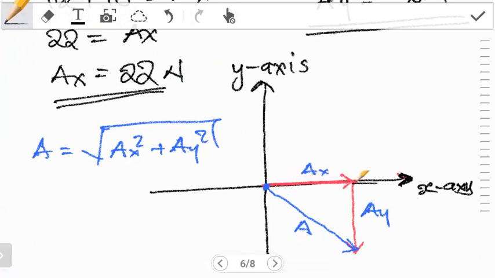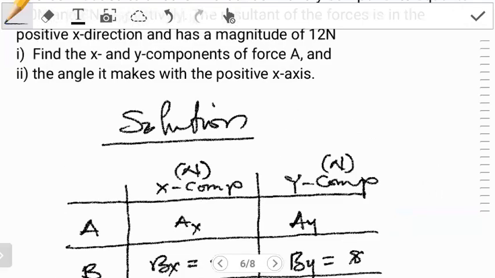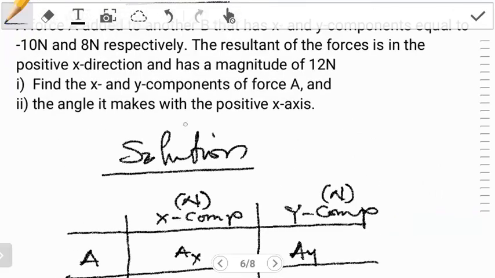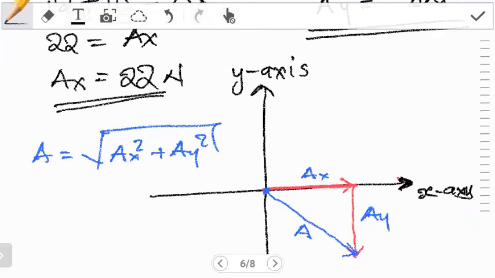After that, I drew my Y component, which was pointing down because it was negative. Now the question is asking me to find the angle the vector A makes with the positive X axis. You can just verify that. Just go to the question and look at it again. It's the angle it makes with the positive X axis. Now, if you look at it, this is the angle.